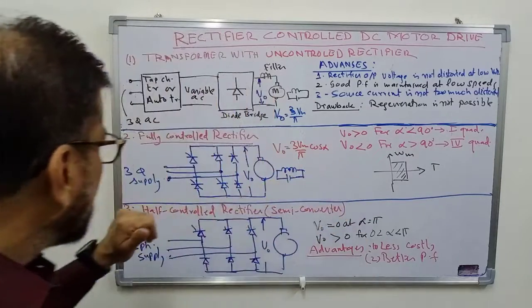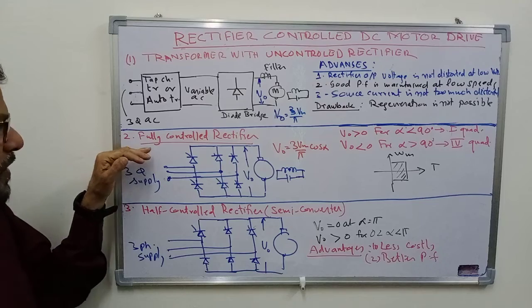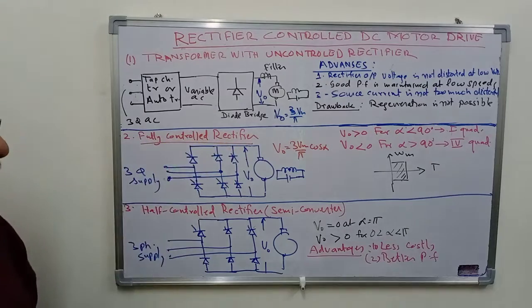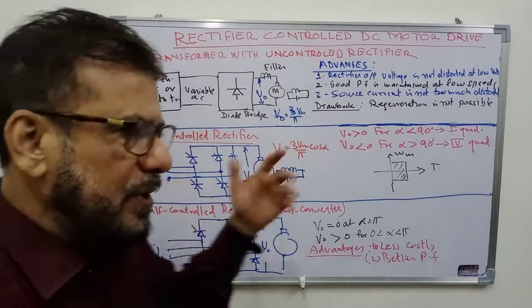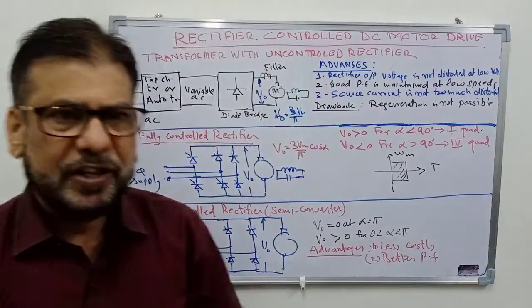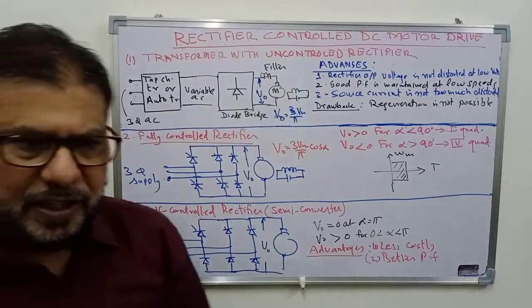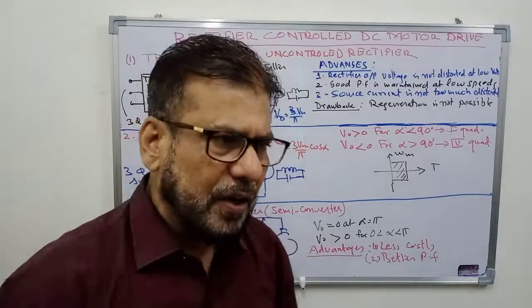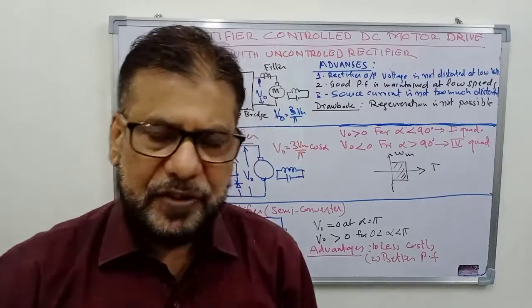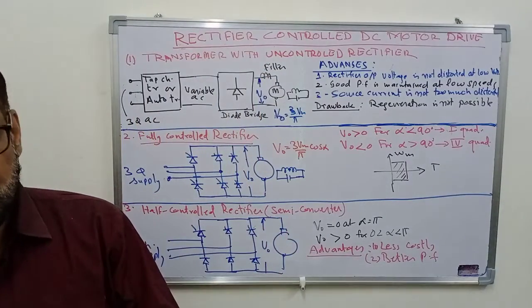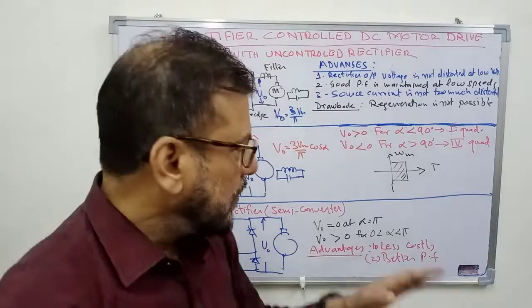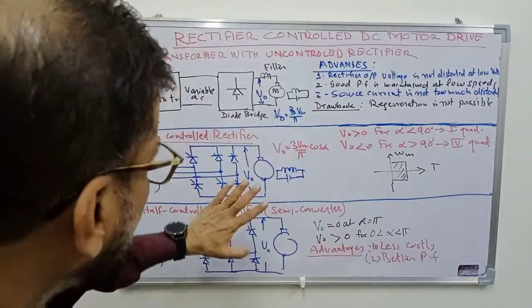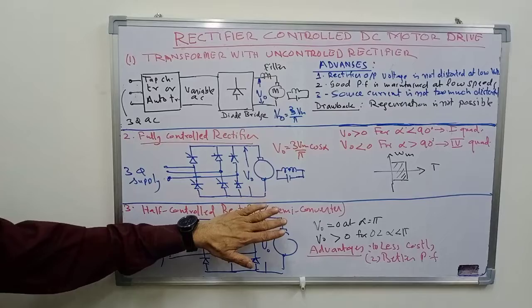The second scheme is using a fully controlled rectifier. A fully controlled rectifier may be a single phase half wave rectifier. It may be a single phase full wave rectifier, or it may be a three phase half wave rectifier, or a three phase full wave rectifier. So there are various options. I have shown here a three phase full wave rectifier.